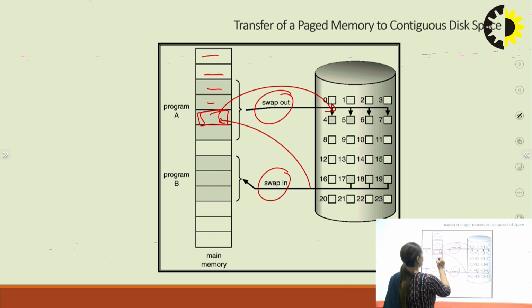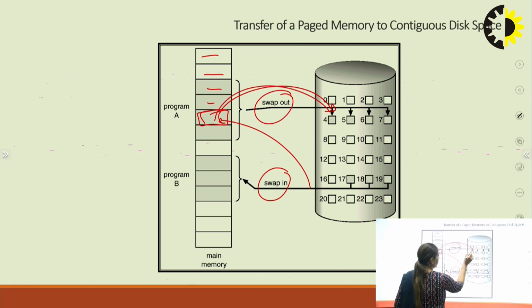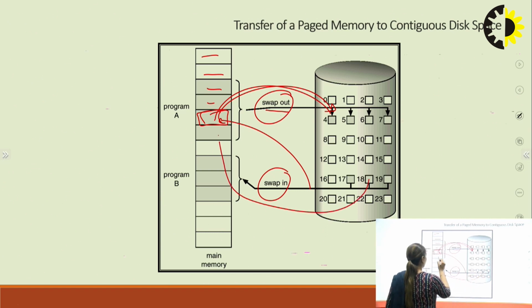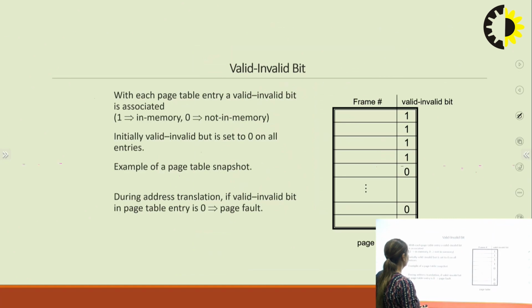When we move a page from the memory to the backing store, then it is called swap out. And when we move a page from the backing store to the memory, then it is called a swap in, right?